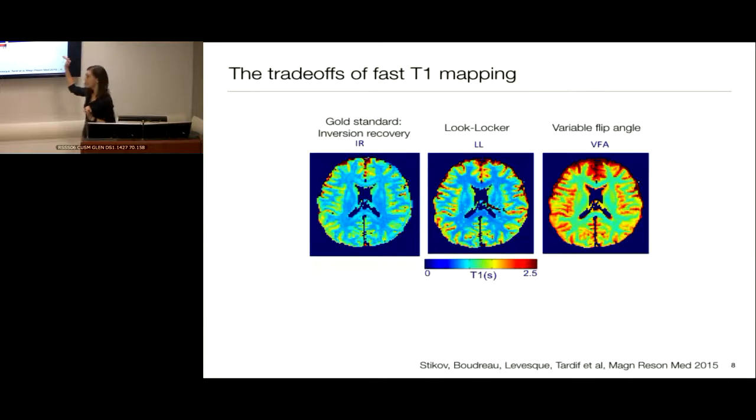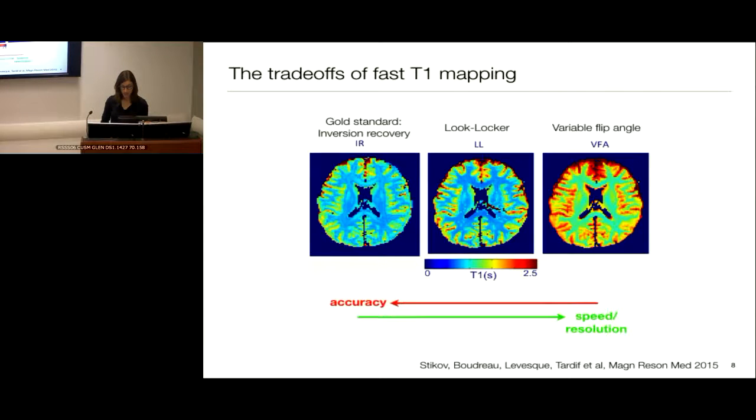But the whole point is that this is the same subject, the exact same slice, the exact same scanning session. So these three maps should be exactly the same, but they're not. So there's really a trade-off in your acquisition techniques between the accuracy that you can achieve and the speed or resolution that you can achieve.